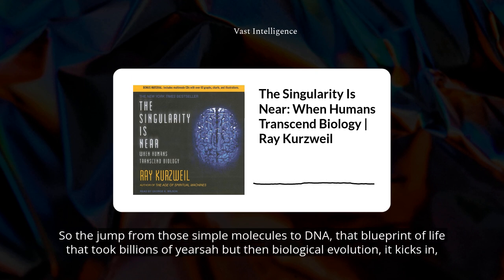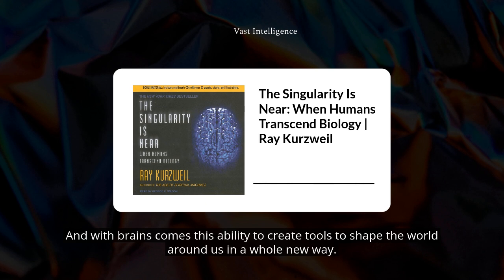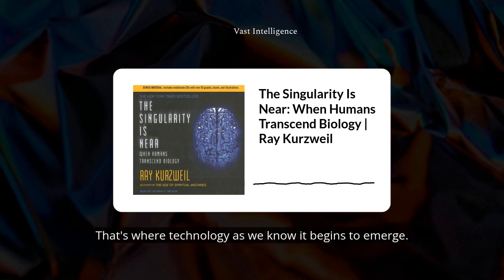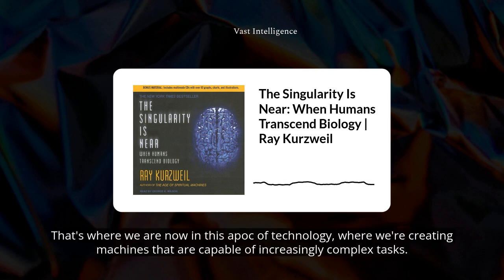So the jump from those simple molecules to DNA, that blueprint of life, took billions of years. But then biological evolution kicks in, eventually leads to brains. And with brains comes this ability to create tools, to shape the world around us in a whole new way. That's where technology as we know it begins to emerge. So we're talking about the transition from purely biological evolution to something driven by our own inventions. Exactly. That's where we are now in this epoch of technology, where we're creating machines that are capable of increasingly complex tasks.